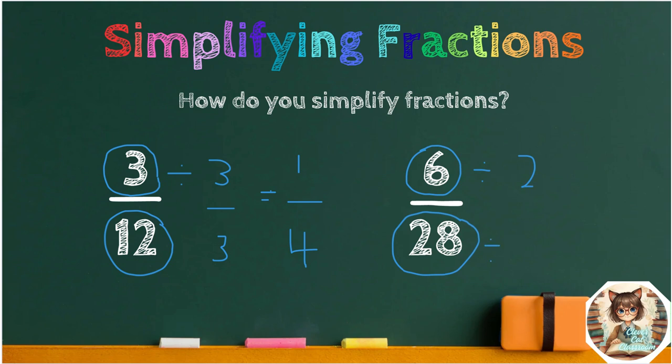So let's divide both by 2, and we get 6 divided by 2 is 3. 28 divided by 2 is 14. Now, when we've got numbers like this, we also say to ourselves, can we go any further? And 3 will not go into 14. So our lowest is 3/14.